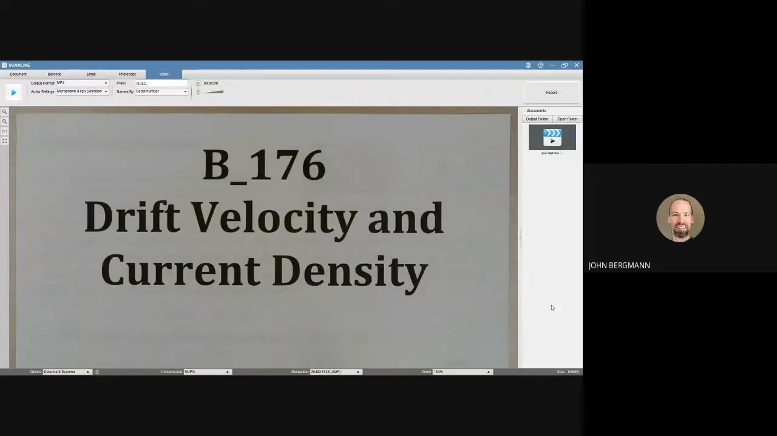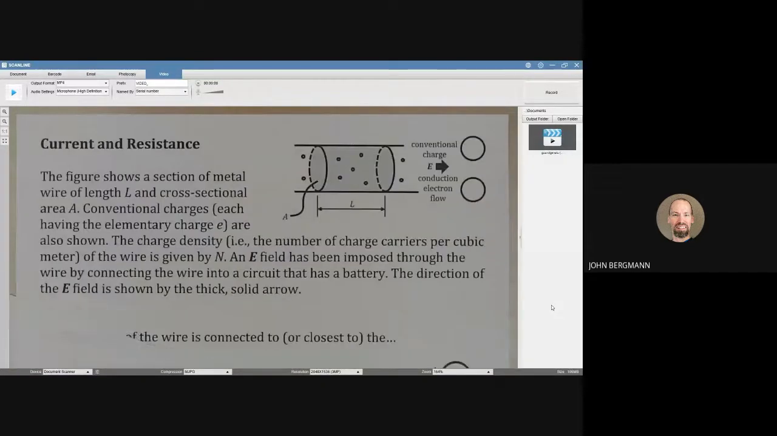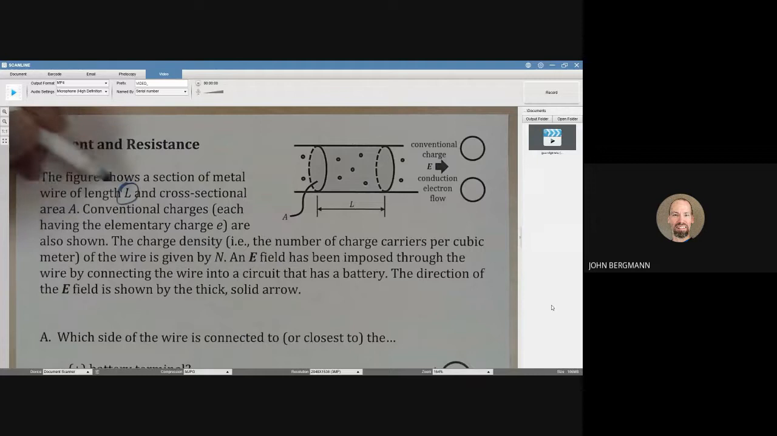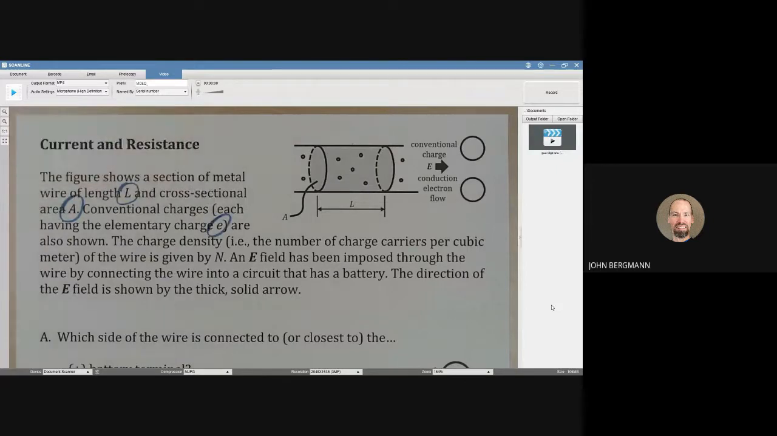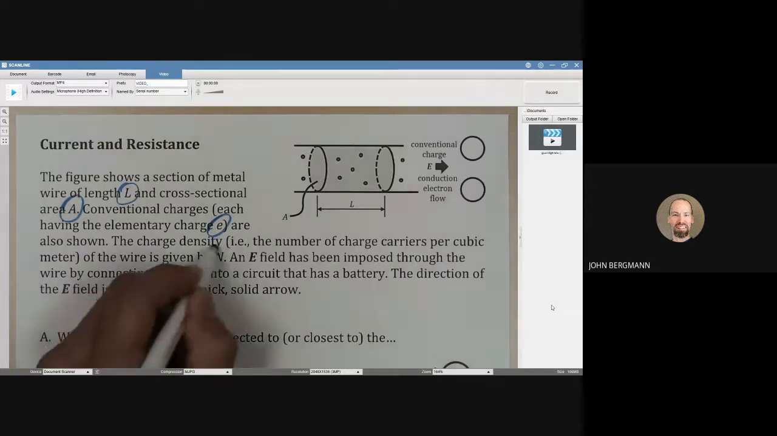Drift velocity and current density. The figure shows a section of metal wire of length L and cross-sectional area A. Conventional charges, each having the elementary charge e, are also shown. The charge density, that is the number of charge carriers per cubic meter of the wire, is given by n.